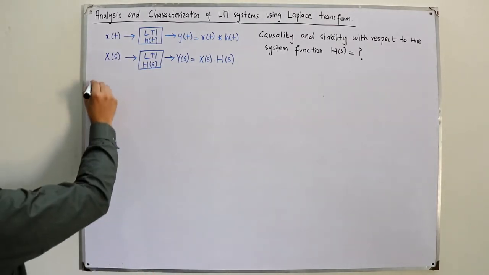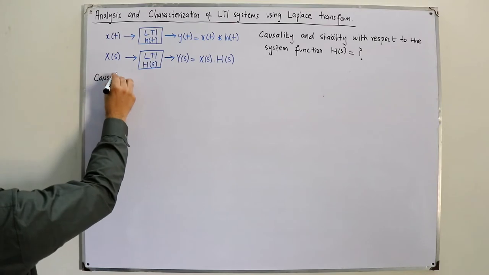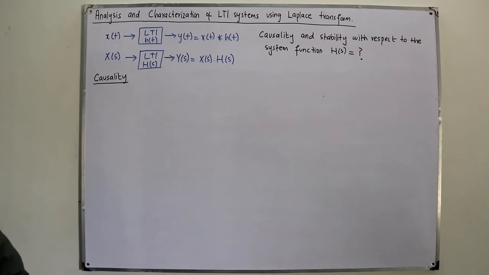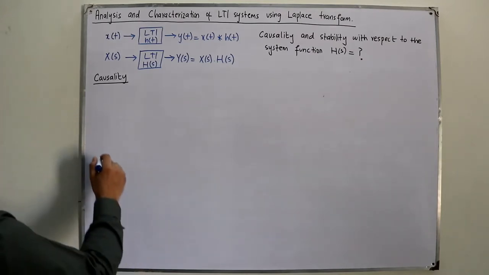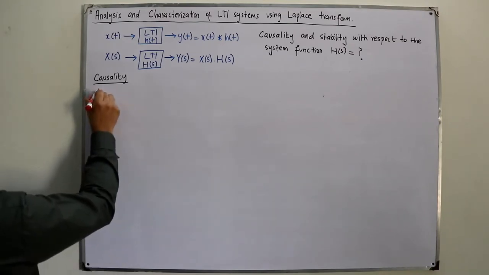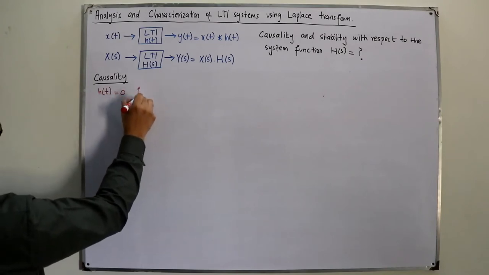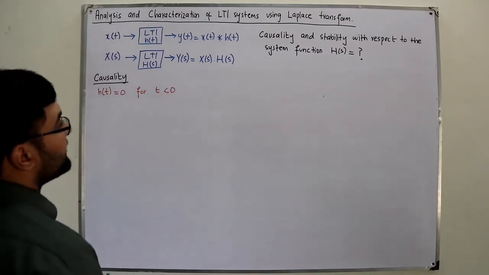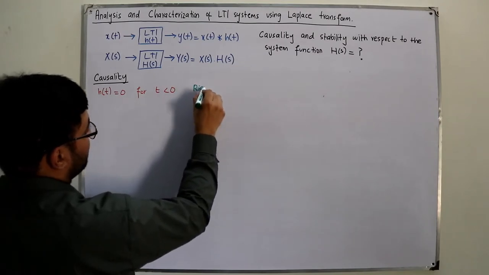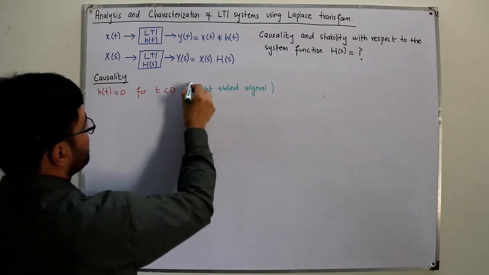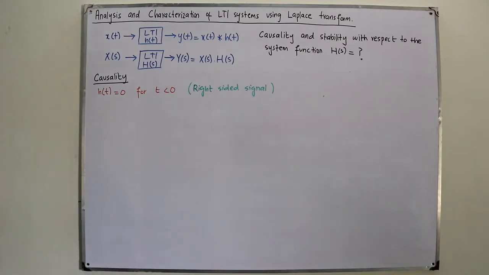First, causality. In time domain, what is the definition for a causal system? For a causal system, the impulse response would be 0 for t less than 0. h of t is 0 for t less than 0, which means that this is a right-sided signal. This is the definition of causality in the time domain.